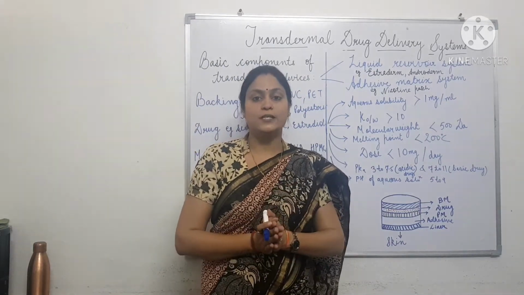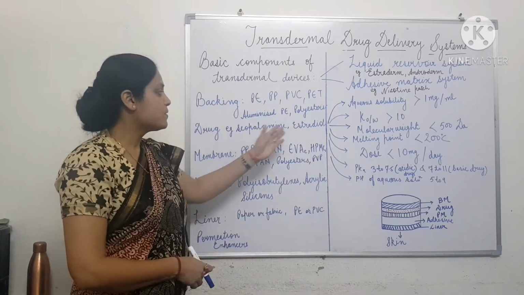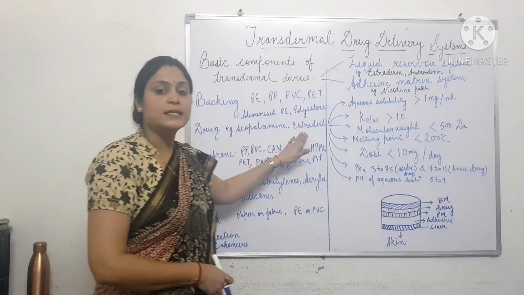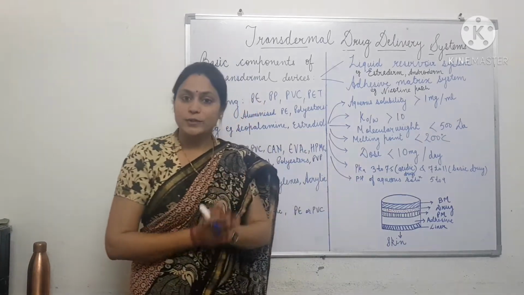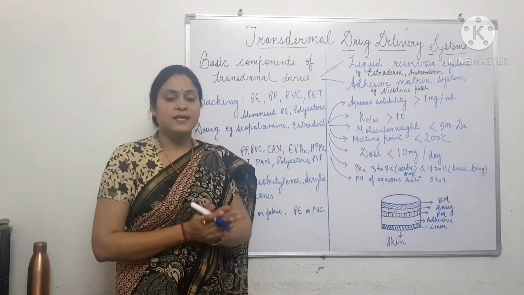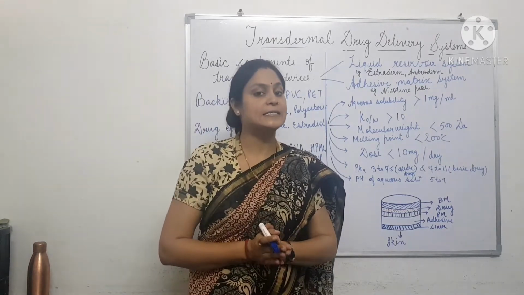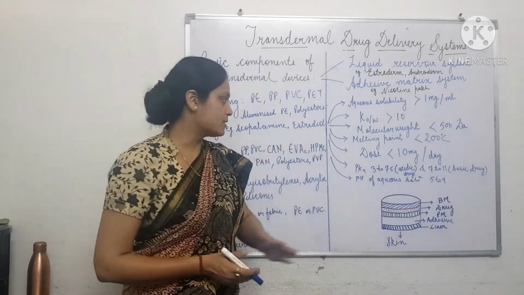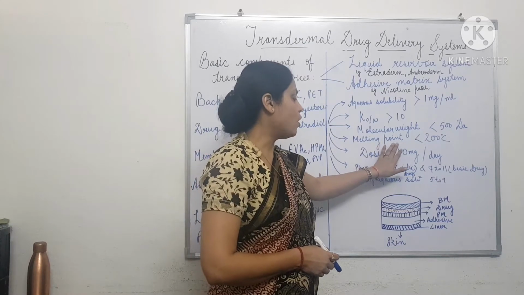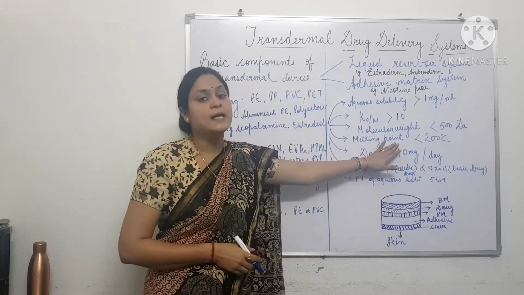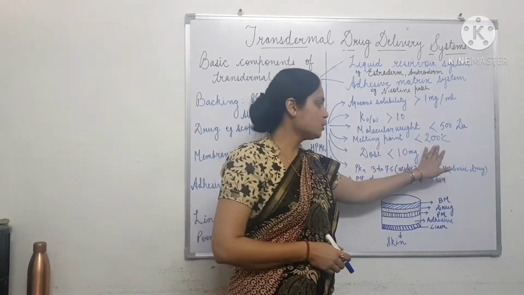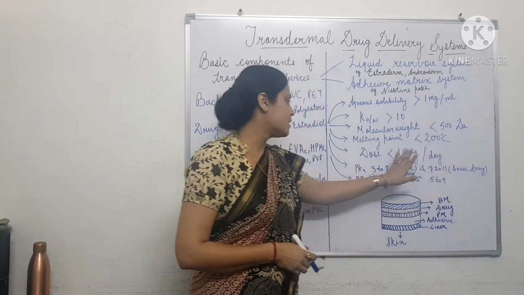Only small molecules such as scopolamine, estradiol, nicotine, testosterone, clonidine, and fentanyl, all of these drugs have molecular weight less than 500 Daltons. Now, the melting point of the drug should be less than 200 degrees Celsius.